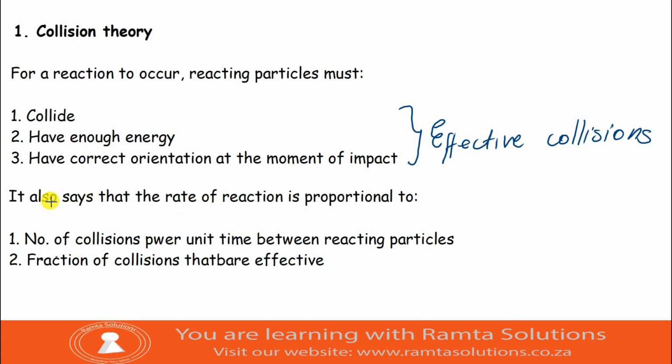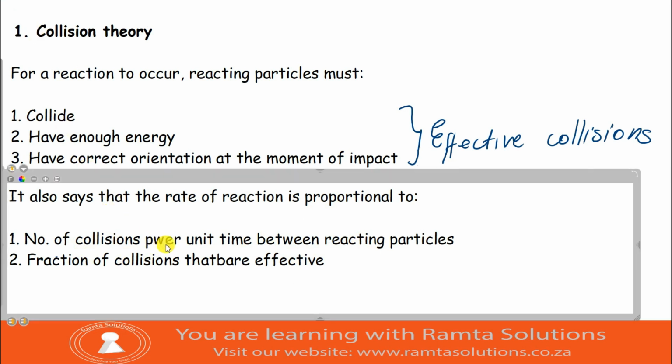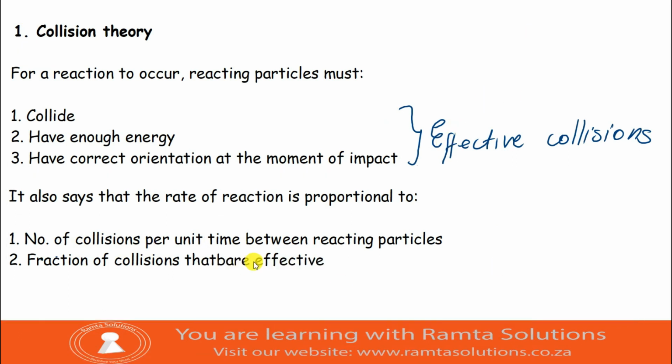Now while we are on it, collision theory also says that the rate of reaction is proportional to 2 things. When we say proportional, we mean if one increases, the other also increases. If one decreases, the other also decreases in this case. The rate of reaction is proportional to the number of collisions per unit time between reacting particles.